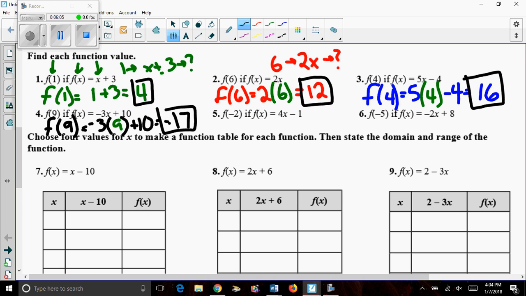We're going to plug in for number 5 a -2. So 4 times -2 minus 1. 4 times -2 is -8. -8 minus 1 is -9.